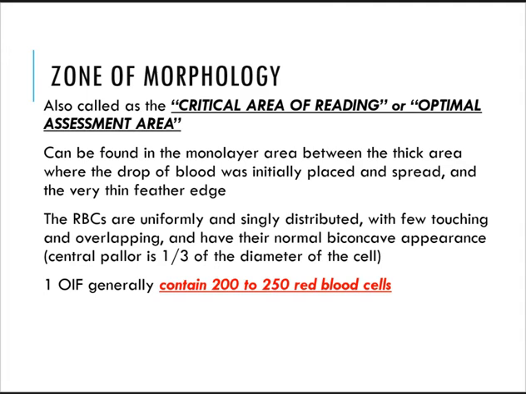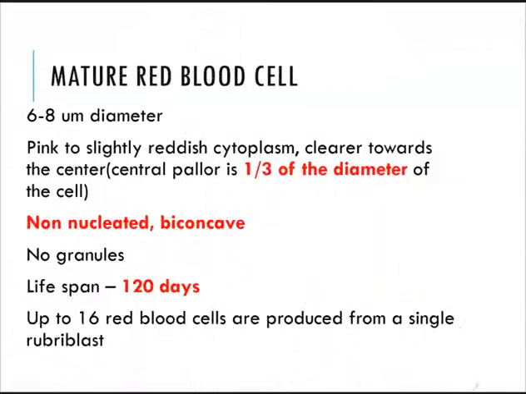Now take note, guys, we usually read these cells, your RBCs and WBCs, through your oil immersion objective. So for this one, we have your one oil immersion field or OIF. It generally contains 200 to 250 red blood cells. That is how many you will see, guys.